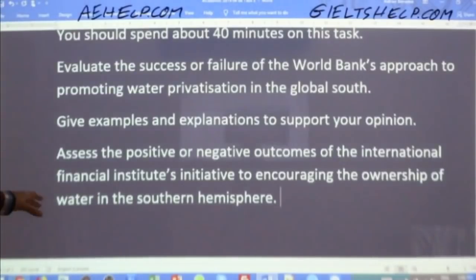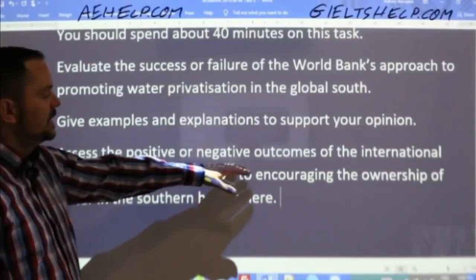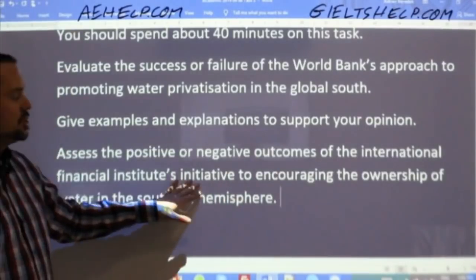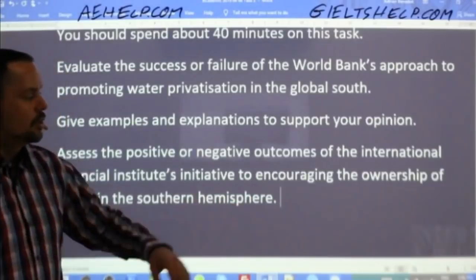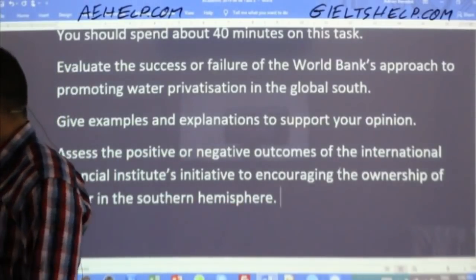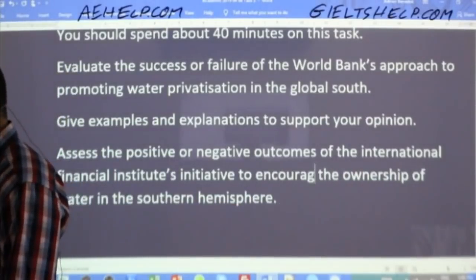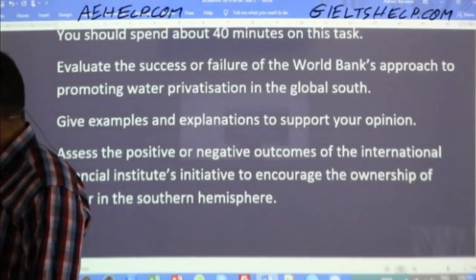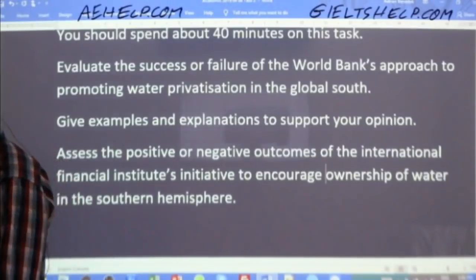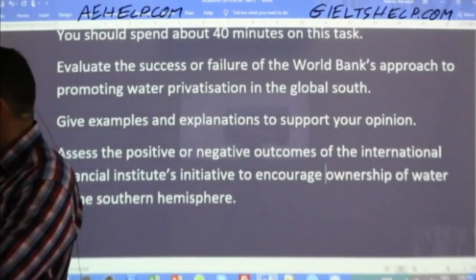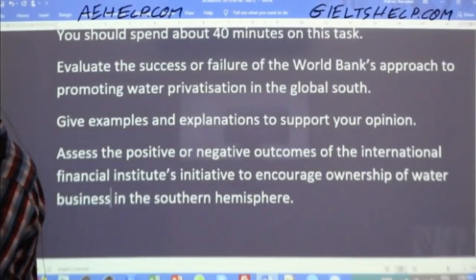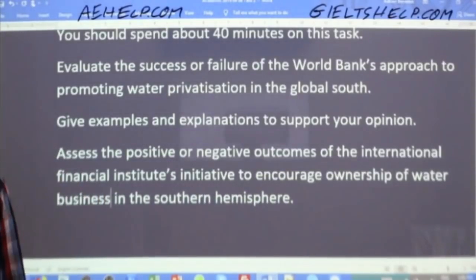So this is how I've paraphrased it. Assess the positive or negative outcomes of the International Financial Institute's initiative to encourage ownership. Just let me do a little correction there. To encourage ownership of water in the southern hemisphere. Okay. So that's what I paraphrased.